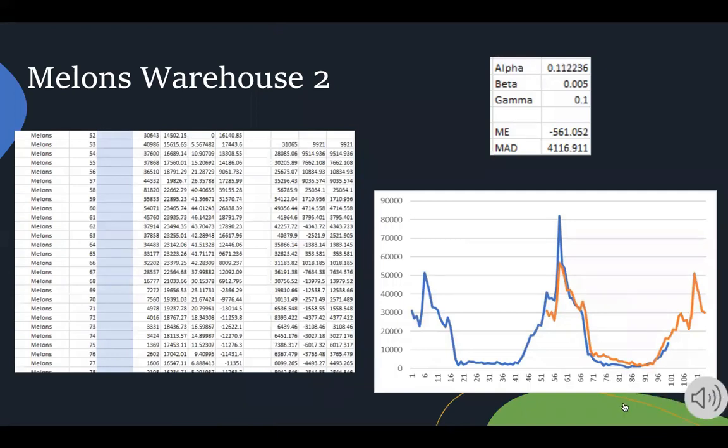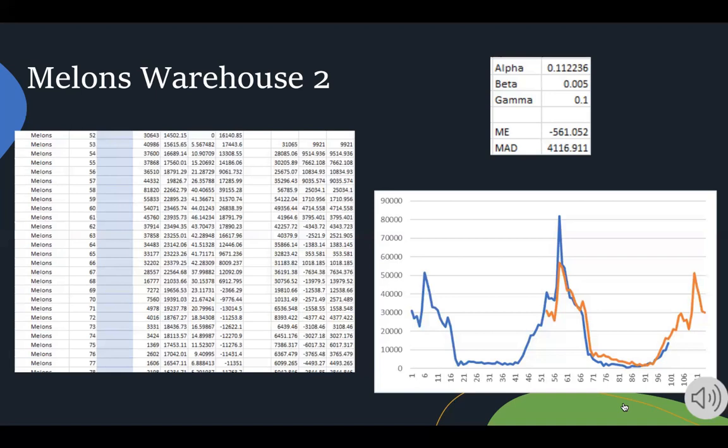Hello, my name is Nathan. I was tasked with Melon's Warehouse 2. As you can see here, there was a lot of data to compile. After using the pivot table from the previous slide, I was able to filter everything, and this is what it gave me. After using Holt-Winters method, this is the graph that it gave me. As you can see, it's pretty accurate as to the overall shape of the graph. That means this forecasting method was optimal in finding what the upcoming periods would look like for this product.